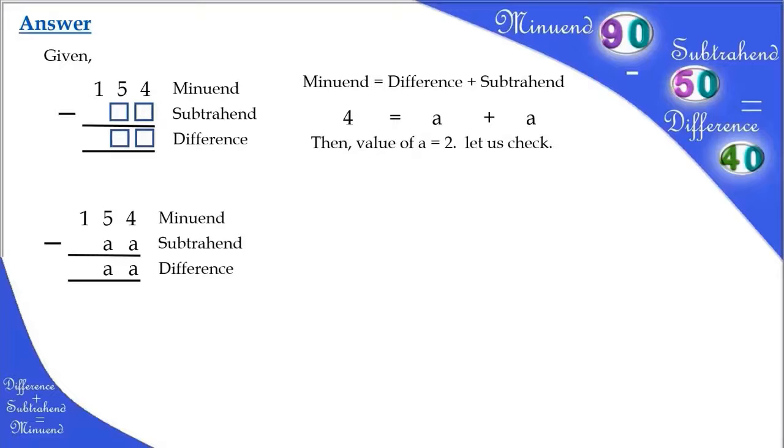Now we will substitute the value of A and check whether it is correct. 154 is equal to 22 plus 22. 22 plus 22 is 44. So this will be wrong. There might be a carry forward, so we will assume 14 instead of 4. 14 equals A plus A. We know that 7 plus 7 is equal to 14. So let us substitute the value of A as 7 and check.